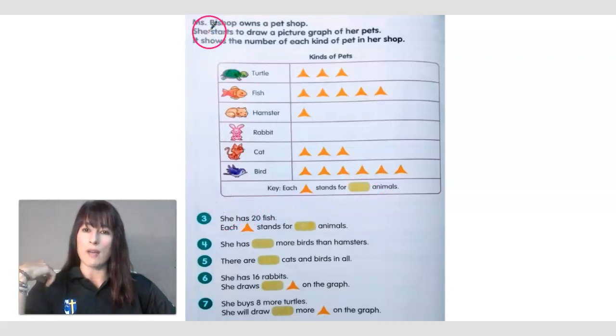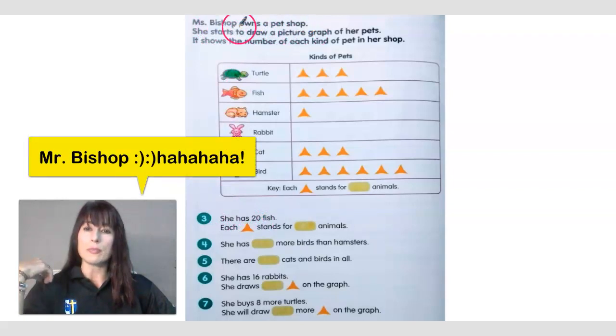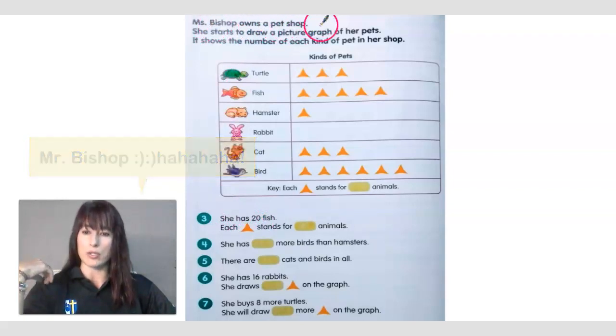Now, here we have Miss Bishop owns a pet shop. She starts to draw a picture graph of her pets, okay? It shows the number of each kind of pet in her shop. Okay, so the title is Kinds of Pets. Sometimes you even have to create a title, and this is a perfect title.